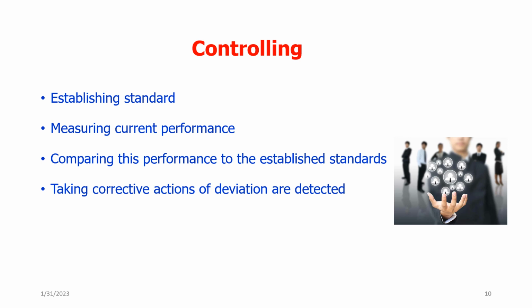Controlling means we have to establish a standard. The performance of the employees, then and there we have to measure, and based on the performance we have to give them incentives, increments, and promotions, and we have to compare the performance with the established standards. If there is any deviation, we have to take the correct decision, and we have to detect where things went wrong.